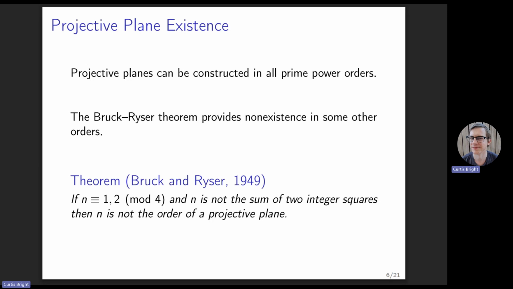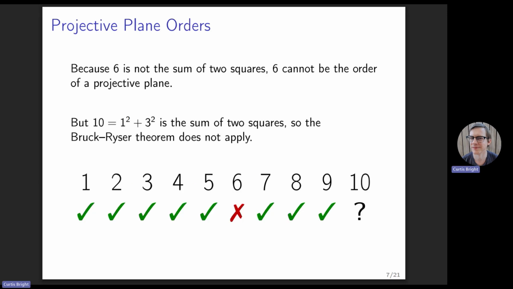We do have non-existence in some orders. So there's this famous Bruck-Reiser theorem. The condition at the bottom: if n is 1 or 2 mod 4, and n is not the sum of 2 integer squares, then n is not the order of a projective plane. So 6 fits this bill, right? 6 is 2 mod 4. 6 is not the sum of 2 integer squares. So this is what we have up to 10, right? Bruck-Reiser rules out order 6.